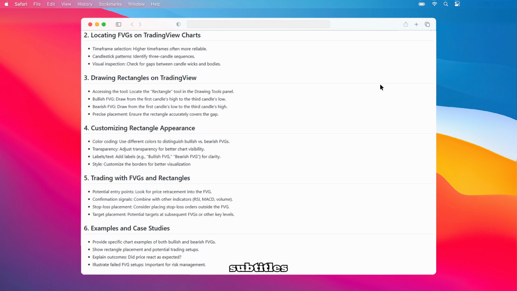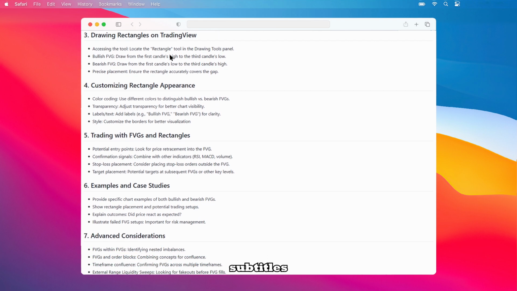Once you've located a FVG, it's time to draw a rectangle. Access the Rectangle tool in the Drawing Tools panel. For a bullish FVG, draw the rectangle from the first candle's high to the third candle's low. Conversely, for a bearish FVG, draw from the first candle's low to the third candle's high, ensuring the rectangle accurately covers the identified gap.